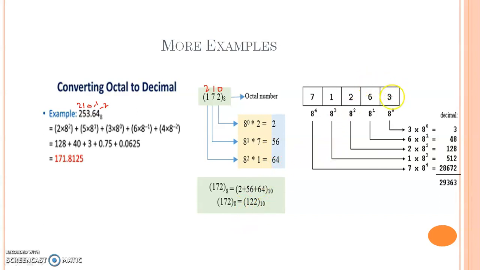Here, 3 into 8 raised to 0, 6 into 8 raised to 1, 2 into 8 raised to 2, 1 into 8 raised to 3, 7 into 8 raised to 4. And then you have to add up the products, which will give you 29,363 to the base 10.